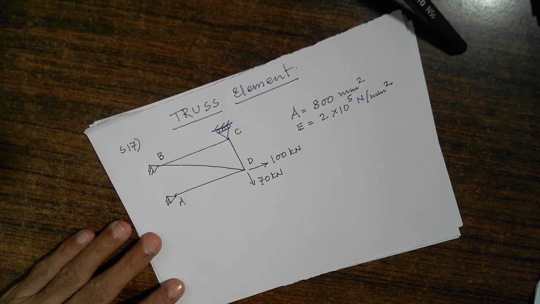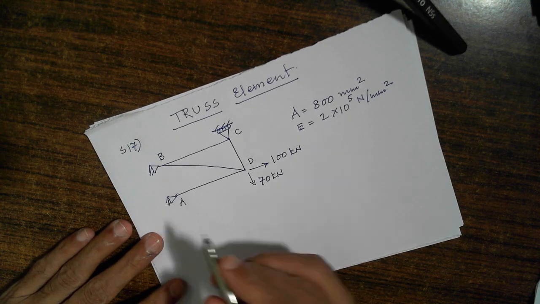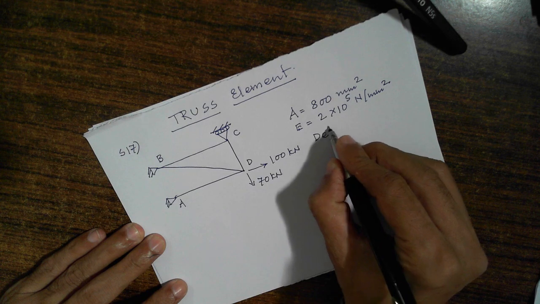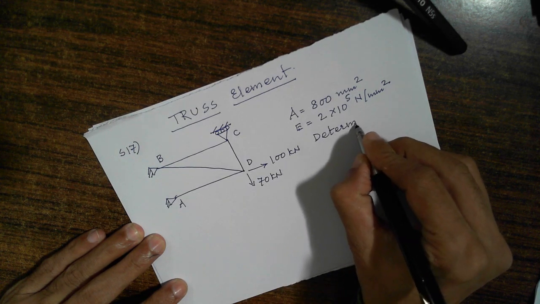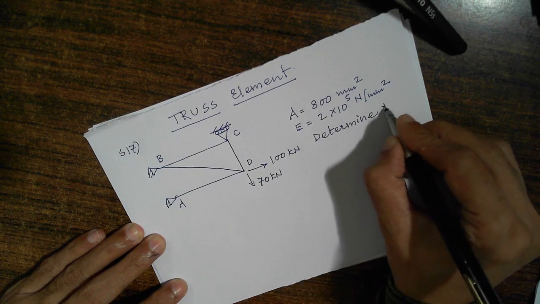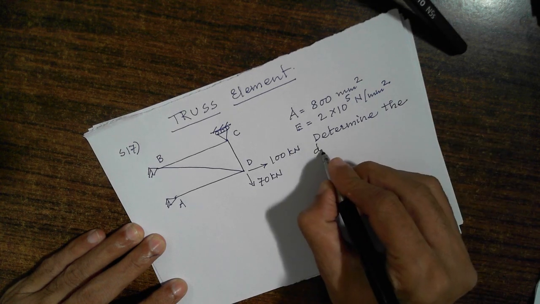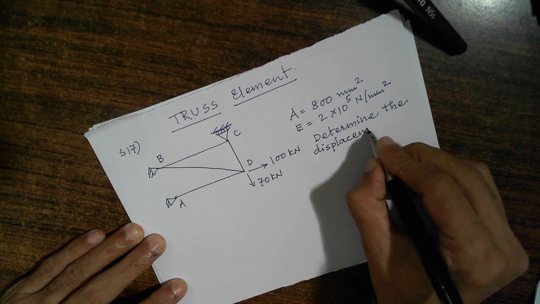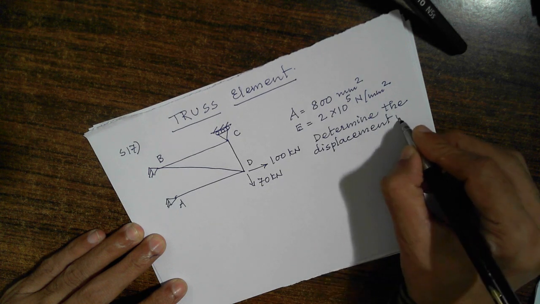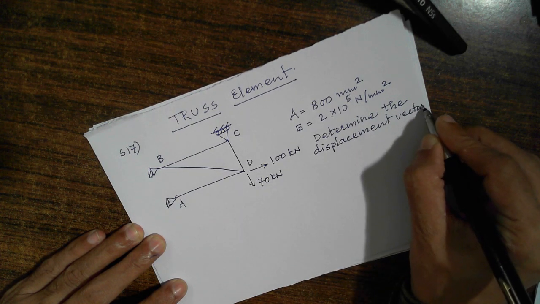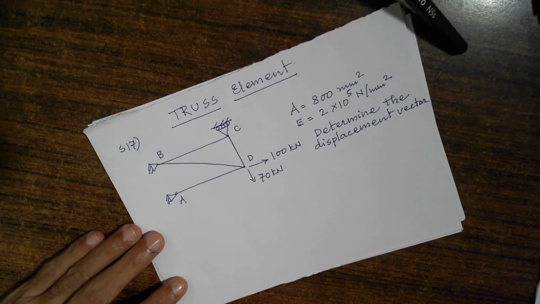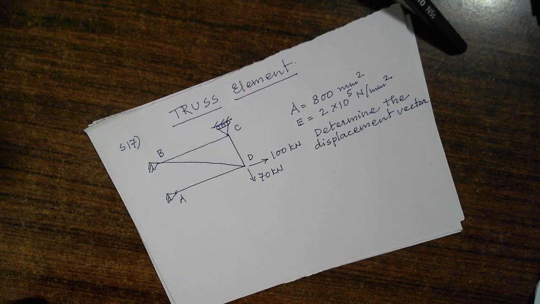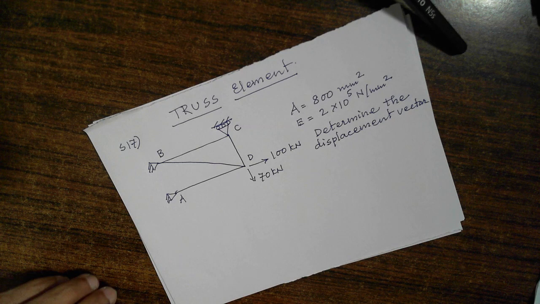It is asked in the examination to determine the displacement vector for the given truss. Determine the displacement vector for the given truss. But since this is a simple numerical, we will try to analyze this truss wholly. This means we will try to find out member forces in all the members.